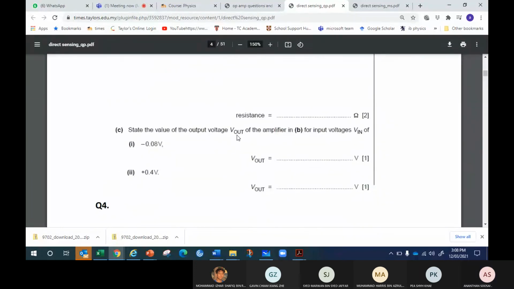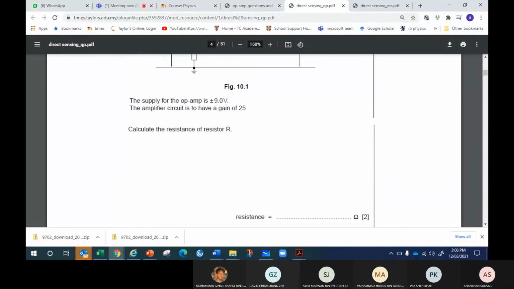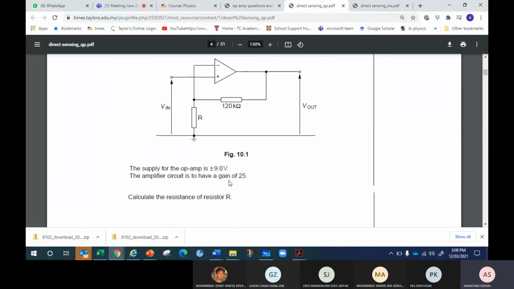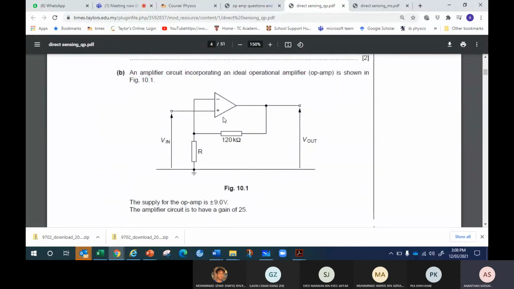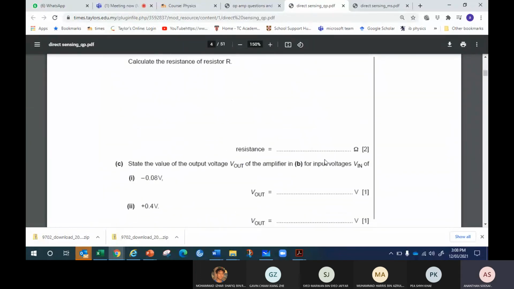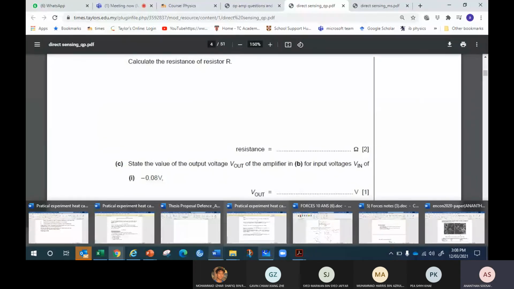Okay, next. State the value of the output of the amplifier for the input V in. What is the output if the input is this? We just multiply by the gain. Gain is 25. This is the non-inverting one, so if the input is negative, the output is also going to be negative.